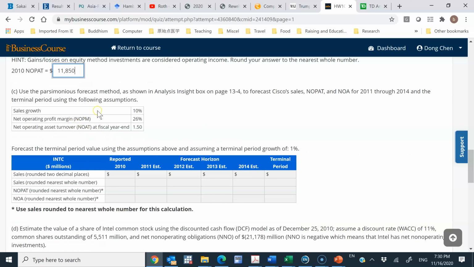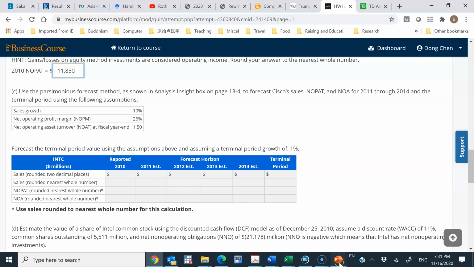And then part C is trying to use the so-called parsimonious forecast method to forecast the firm's cash flows. So we need to do the sales forecast, and for the sales forecast, we need to generate two types of numbers. One is to round to 2 decimal places, another one is to round to the nearest number, and then we need to get the NOPAT and NOA.